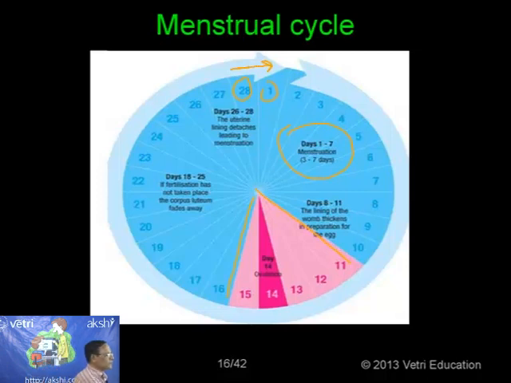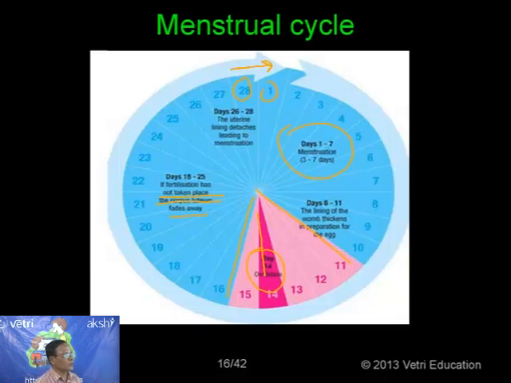Day 14 is thickened further. You see that day 14 is considered the ovulation day. On that day the egg is released. Then from day 18 to 25, if fertilization has not taken place, the corpus luteum fades away and degenerates. From 26 to 28, the uterine lining detaches, ready for release, leading to the menstruation process. So these are all the different changes happening in the ovary as well as the uterine endometrium, and together they constitute the menstrual cycle.